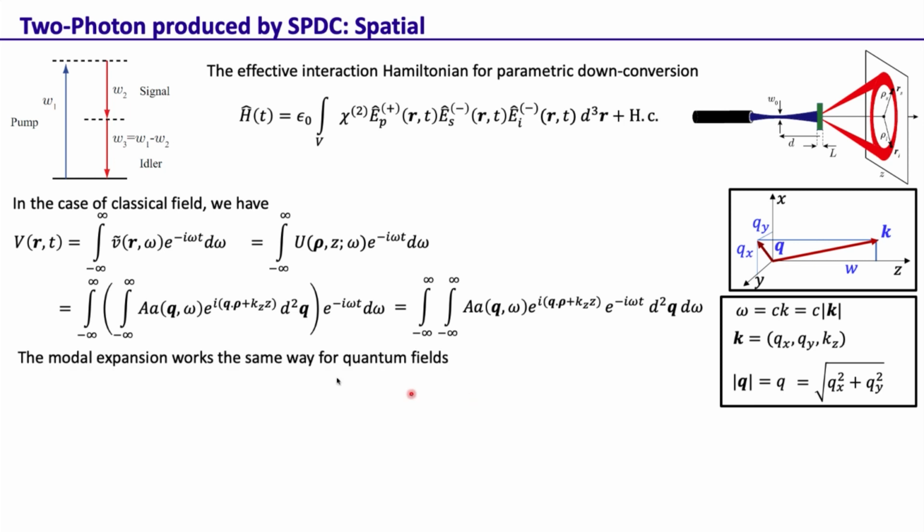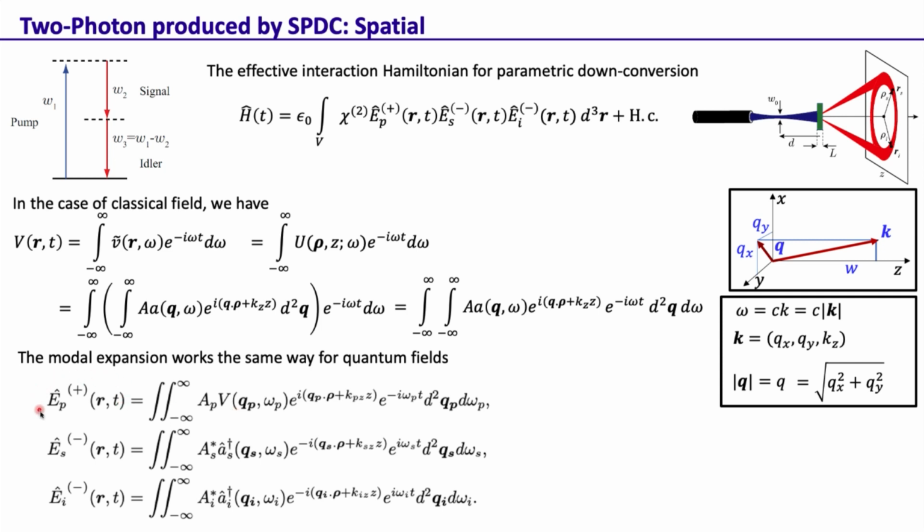The modal expansion that we have done here works exactly the same way for quantum fields as well. If we have a quantum field E_P^+(r,t), we can do the modal expansion exactly the same. There is no difference. Since the pump is a very intense field, we don't treat it as a quantum field. We just take it as a classical field with a classical field amplitude. But the signal and idler fields we will treat quantum mechanically, and there we replace the classical amplitude by quantum electric field operators, as we discussed earlier. The only thing I wanted to point out is that the modal expansion works exactly the same way for classical as well as for quantum fields.